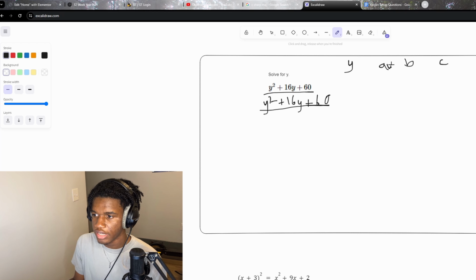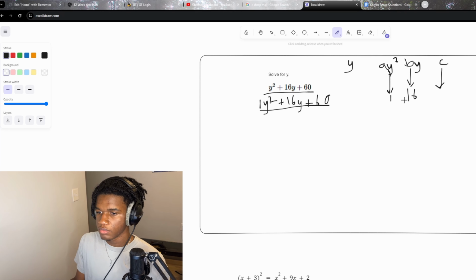So it's a y squared. Here a is just 1. There's an invisible 1 because it's 1y squared. And b is 16. A is 1. And c is 60. It has no variable. There's no y there, so it's fine.